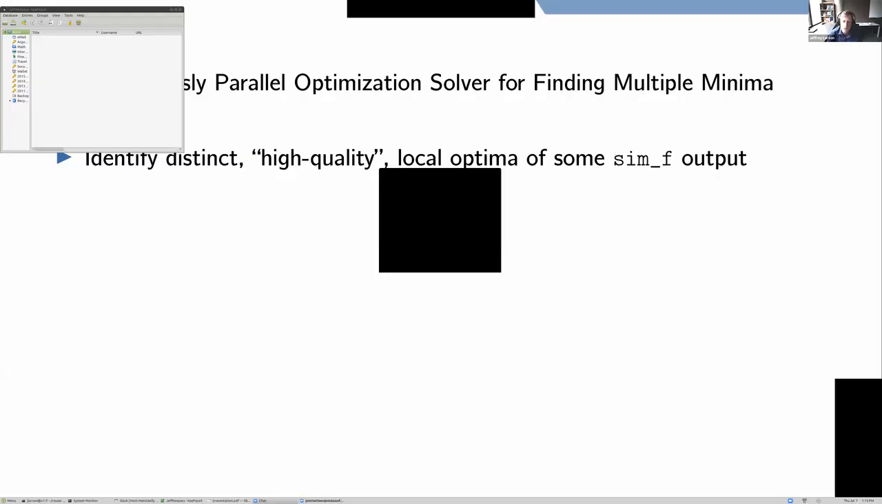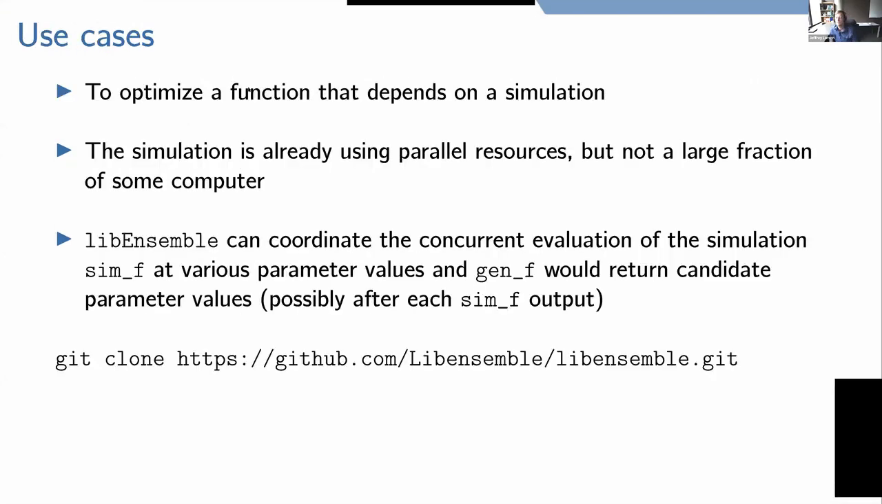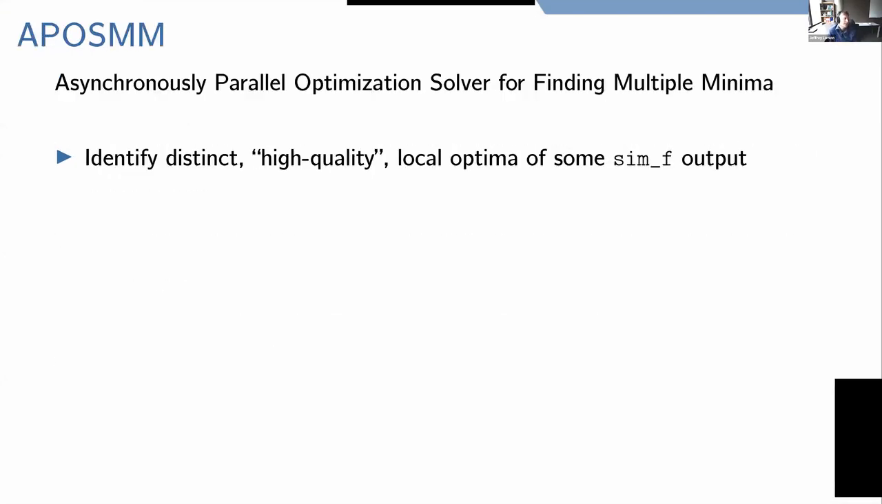So I want to talk about the Opossum generator. Opossum is an asynchronously parallel optimization solver providing multiple minima. That's how you get Opossum. You want to identify high quality local optima of some simulation output. High quality could just be objective, but it can be more than just objective, depending on the metric you're interested in. Maybe there are ground energy states for different molecules, and you want to identify multiple local solutions.